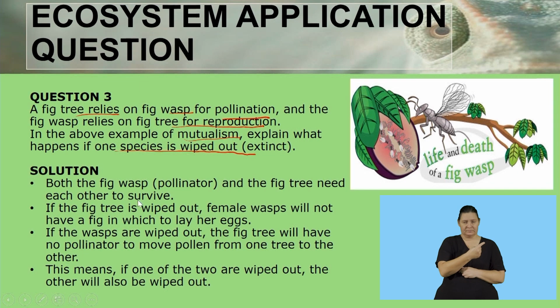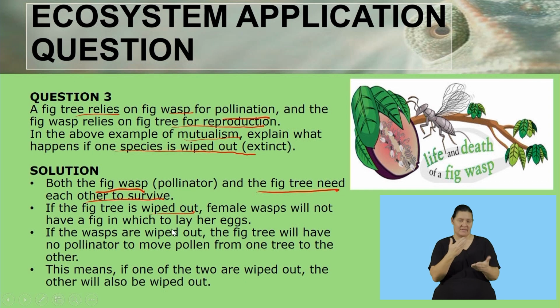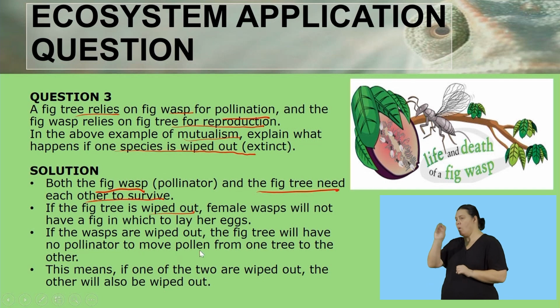Both the fig wasp, which is our pollinator in this case, and the fig tree need each other to survive. That's the first thing we need to understand. If the fig tree is wiped out, then the female wasp will not have a fig in which to lay her eggs. If the wasps are wiped out, then the fig tree will have no pollinators to move the pollen from one tree to the other. This means if one of the two is wiped out, the other will also be wiped out. So that is the relationship that they have. Eventually the other one is going to be wiped out as well.